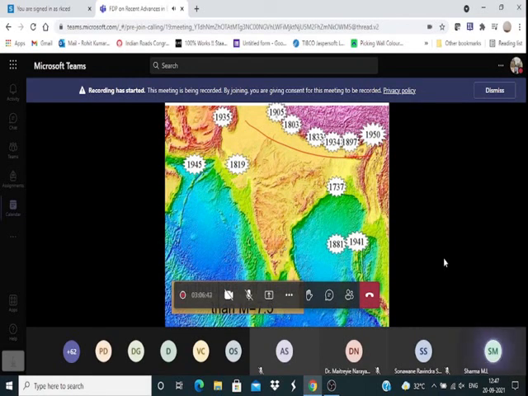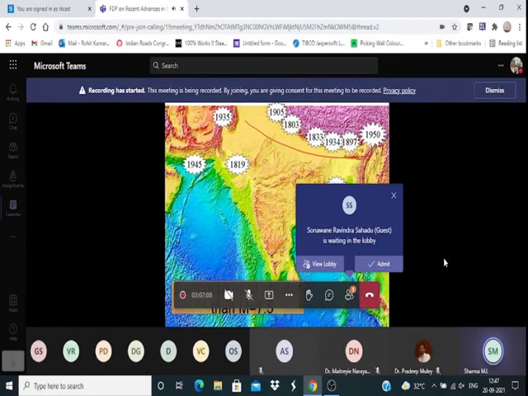1905 Kangra earthquake, Dharchula earthquake. Then the Bihar Nepal earthquake, again Bihar Nepal, Shillong earthquake, Assam earthquake, Kutch earthquake. They are all the earthquakes which were of magnitude greater than 7.5. Now, I'll come to another aspect which I thought is necessary.